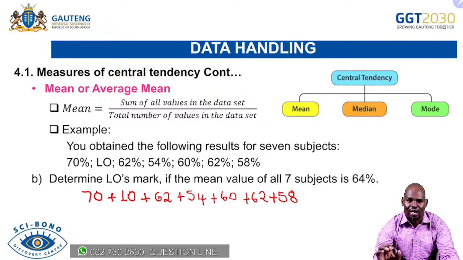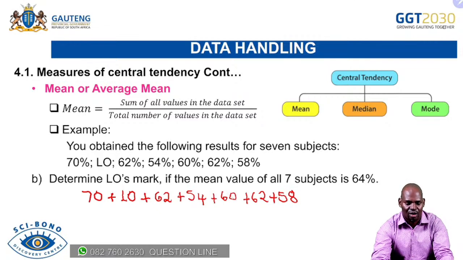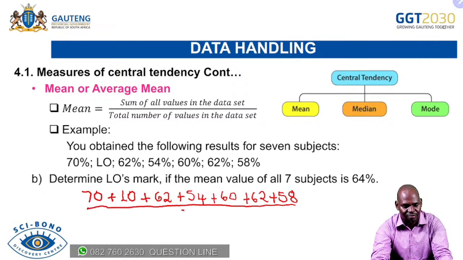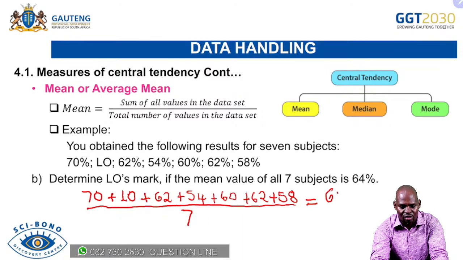Now imagine if the mark for LO was given. It means we're going to have 1, 2, 3, 4, 5, 6, 7 marks there. Then we still say all over 7. Then we divide by 7. We're supposed to get the mean. But the mean is given. So if we add up all the marks and divide by 7, we're supposed to get 64.